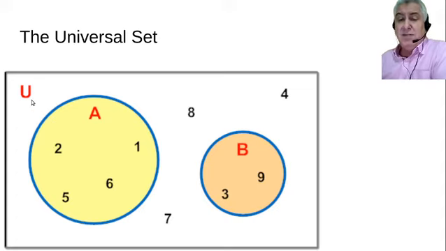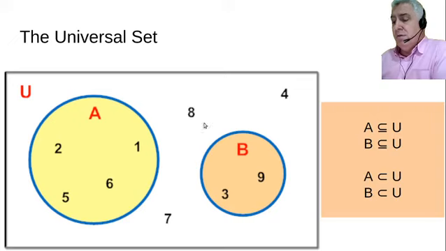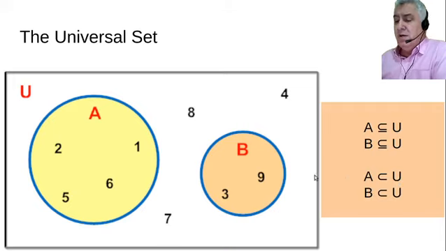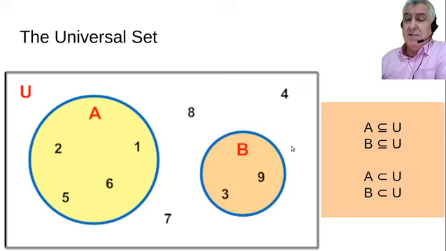So A is a subset of U, and B is a subset of U. And everything will always be a subset of U because U is the biggest set that there can be, the largest set that there can be. So in this case, A is also a proper subset of U, but it doesn't always have to be true. If A had all of the numbers in it, then A would not be a proper subset of U.